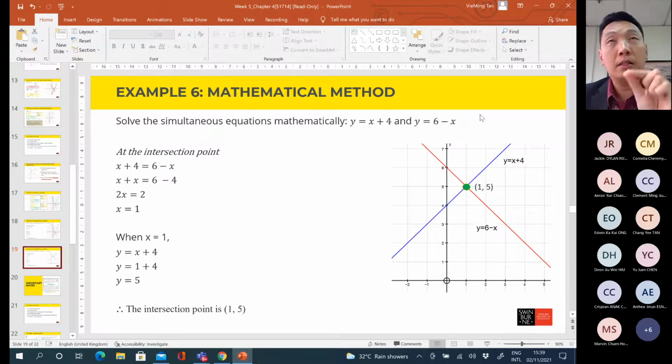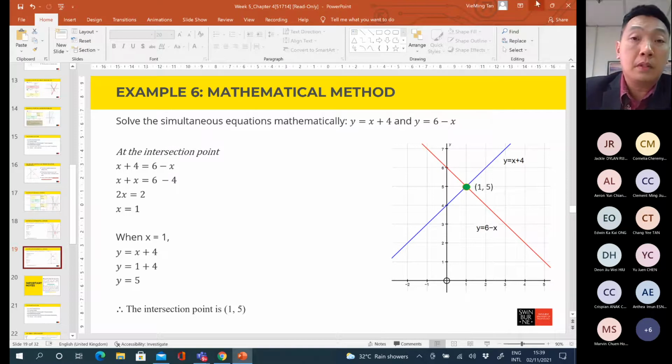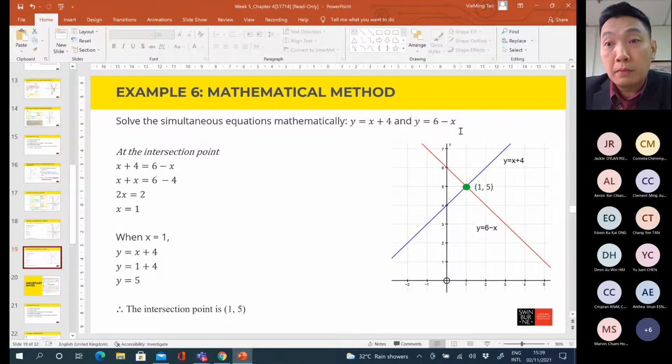That means the coordinates between these two lines. What are the x and y values? Okay, so as usual, we just write down at the intersection point, this equation always equals this equation. Okay, so that means x plus 4 is equal to 6 minus x. Okay, then the next step is to move all the x variables to the left and all the numbers to the right. Okay, so if that's the case, we move minus x to the left, becomes plus x. This plus 4 move to the right hand side becomes minus 4.